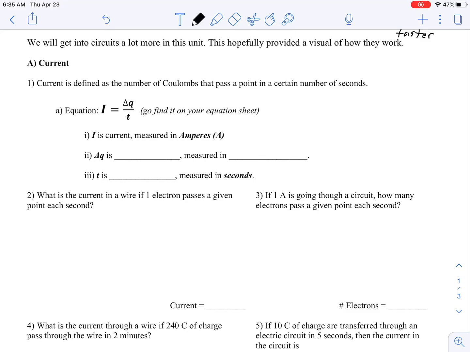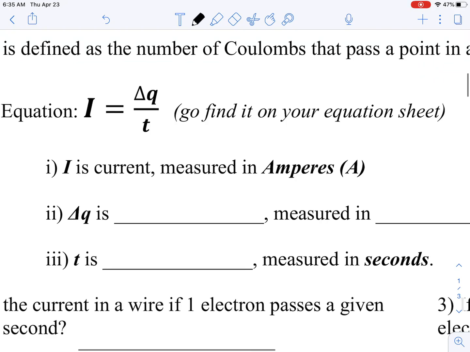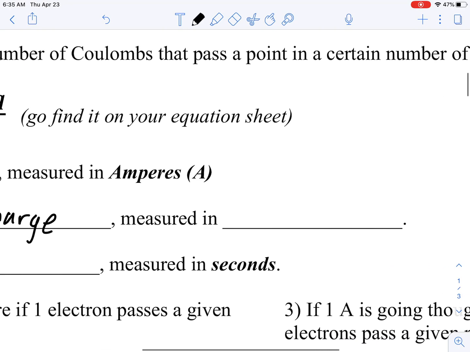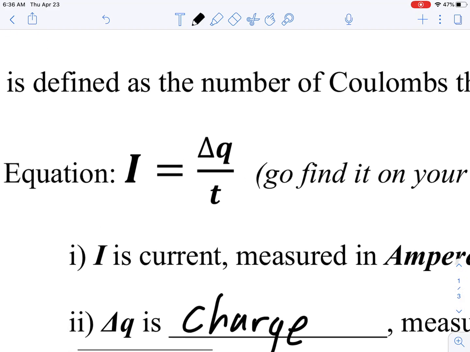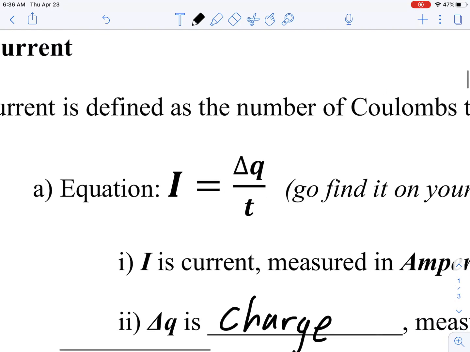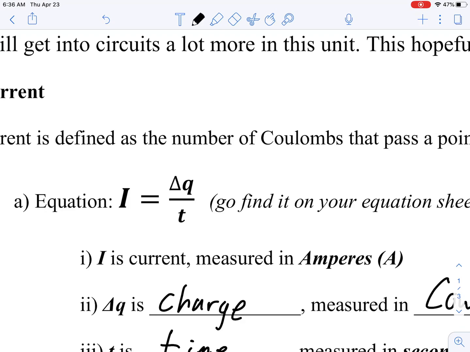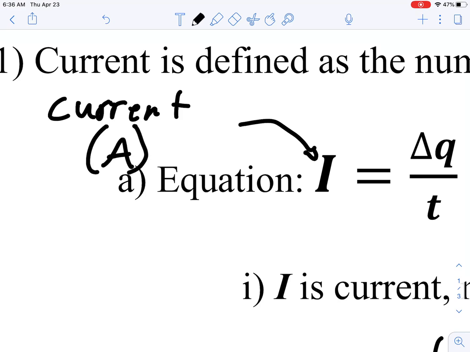So current is defined as the number of coulombs that pass a point in a certain number of seconds. Okay, from your reference table, this is our equation for current. Now, Q we've seen before. Q means charge, so delta Q is charge, measured in coulombs. And T is time, of course, measured in seconds. But I is brand new to us. I is what we use for current. Now, you might see it written as a lowercase i, but generally we use an uppercase I, and it's measured in units of amps, or amperes, which is abbreviated with the capital A. All right? So current, measured in amperes. Why did we use an I? I'm not really sure.